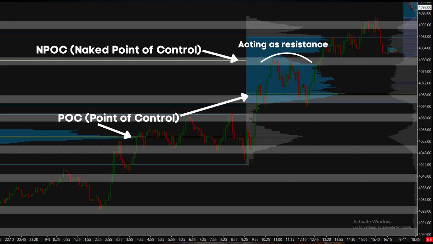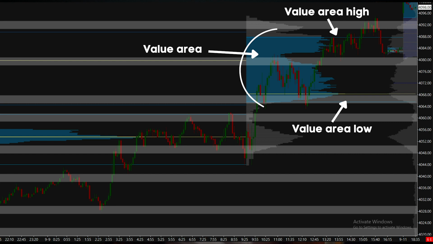Now, the point of control is sometimes an area that might not be traded again. It's traded once and then it's not traded in another session, which is what we call a naked point of control. These are huge target areas and can be massive inflection points.